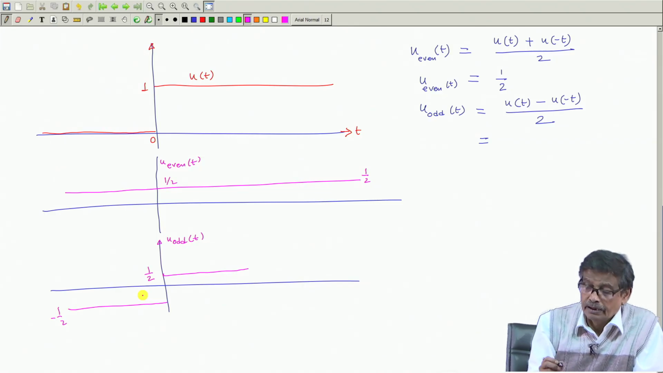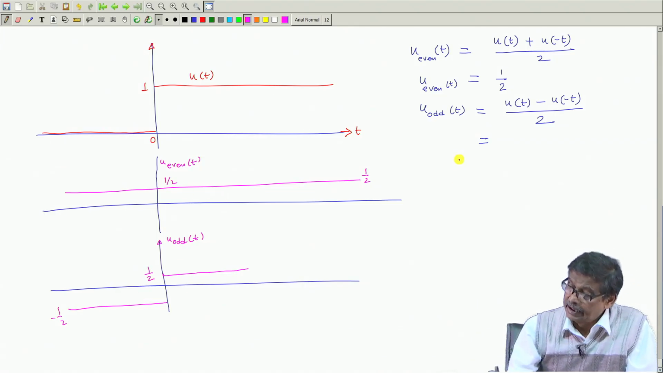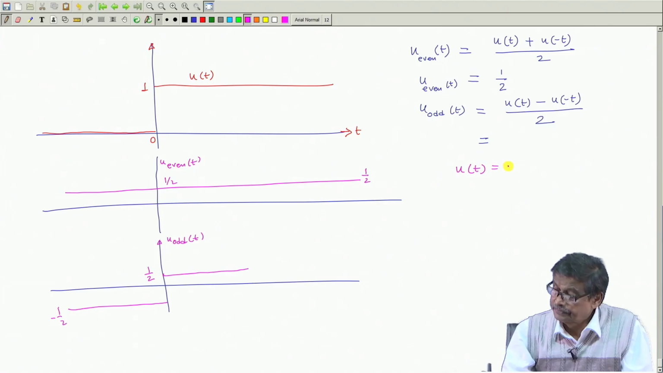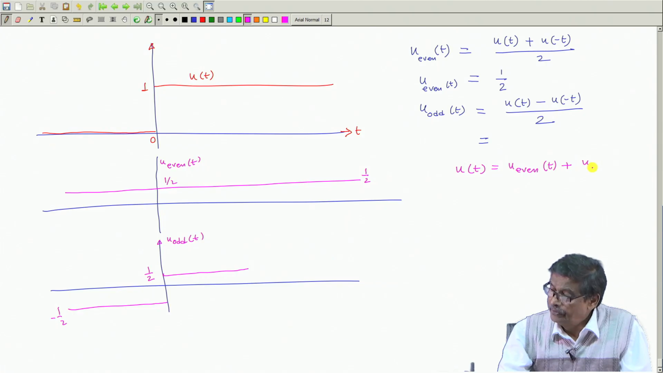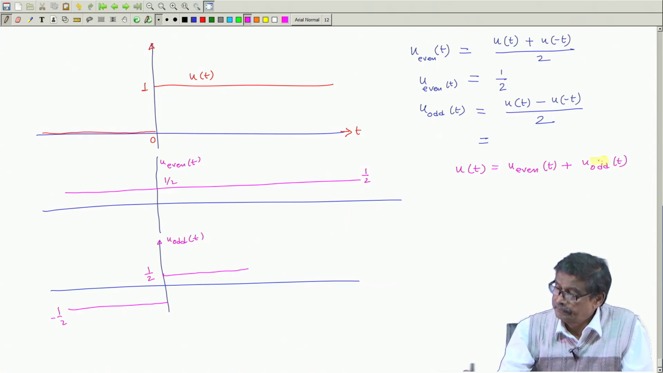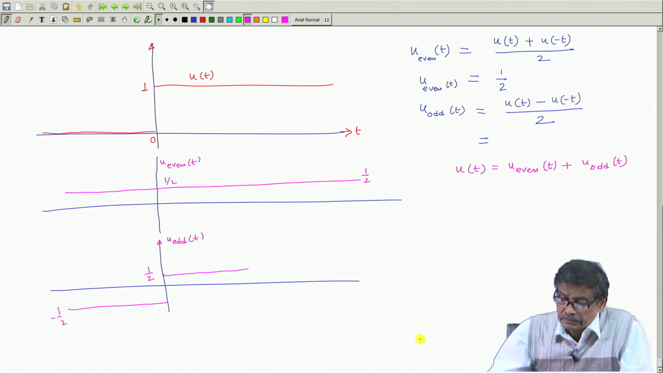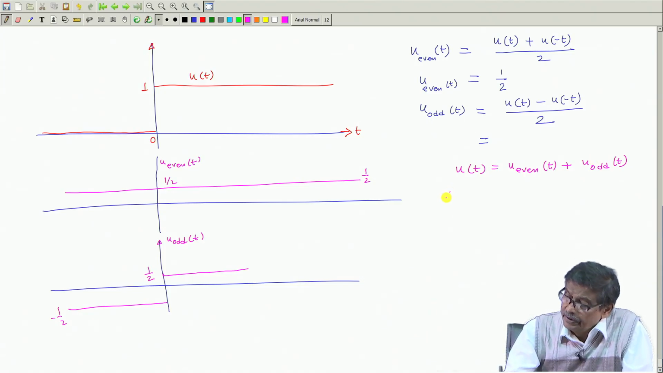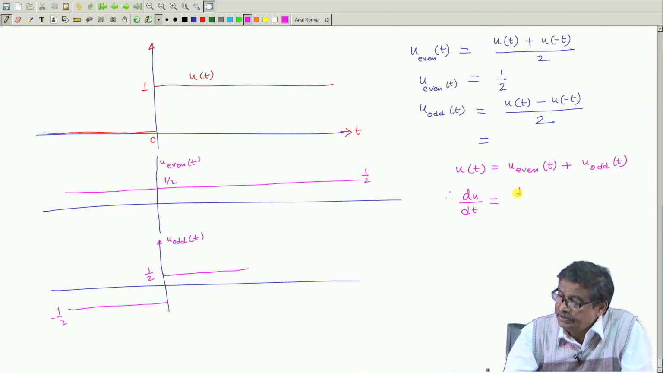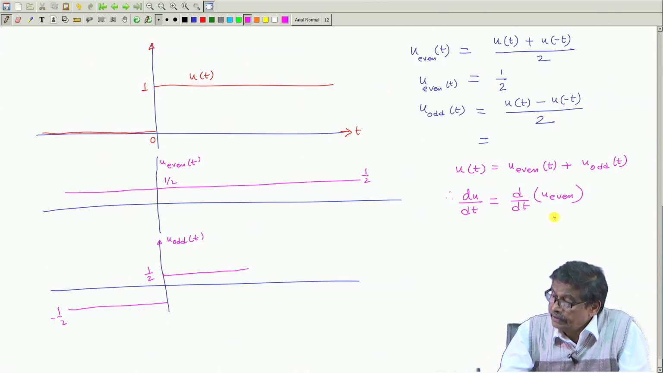So, I will write that u(t) is equal to this curve plus this curve, that is u even(t) plus u odd(t). Therefore, du/dt will be equal to d/dt of this u even plus d/dt of this u odd.